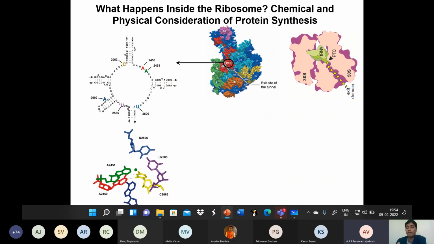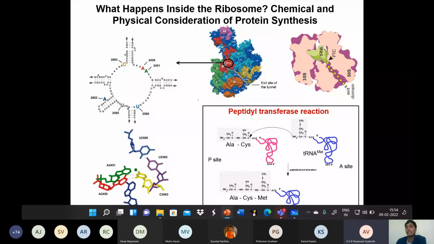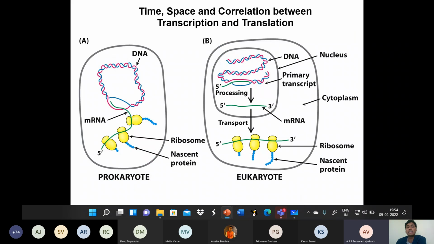and that's why they were awarded the Nobel Prize in 2009. So this is the active site, and it helps peptide bond formation and the transferase reaction, and that is happening everywhere in bacteria, eukaryotes, plants, everywhere.